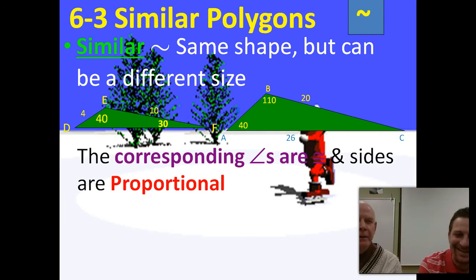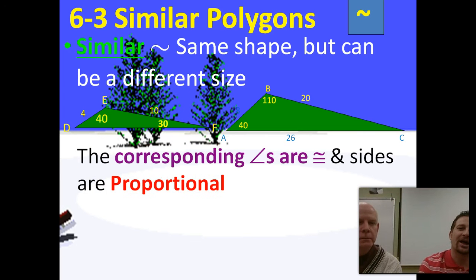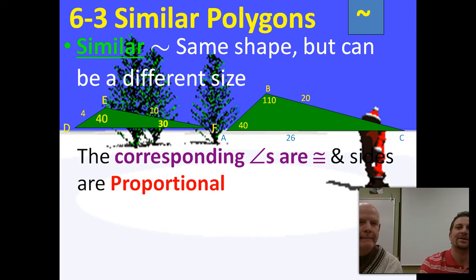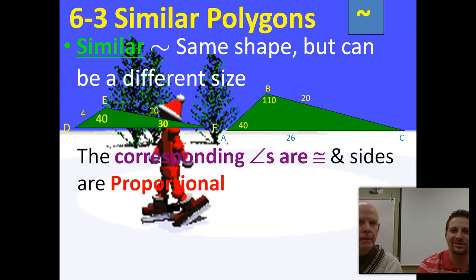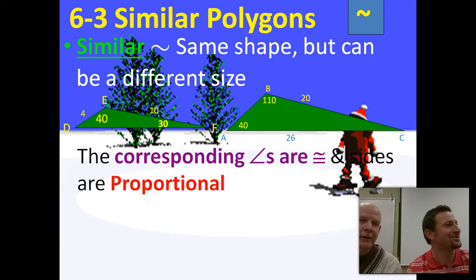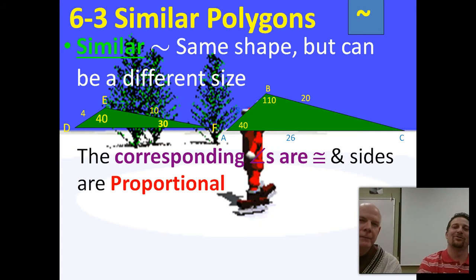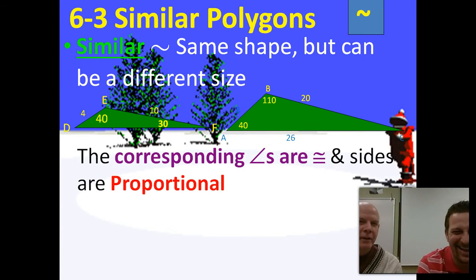So, yes. Hey, this is 6.3, and this is similar polygons. First thing I want to point out is the symbol right next to the words similar polygons, and that symbol is called a tilde. Computer term. I just call it the little squiggly half the time. Squiggly, that's what we'll call it.